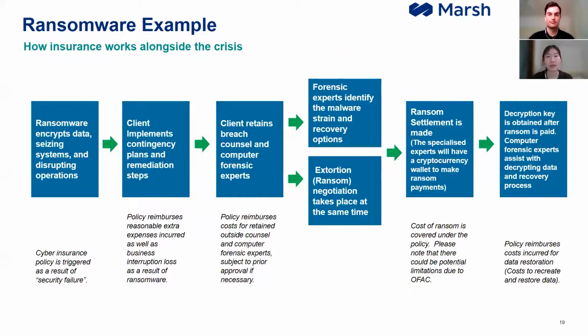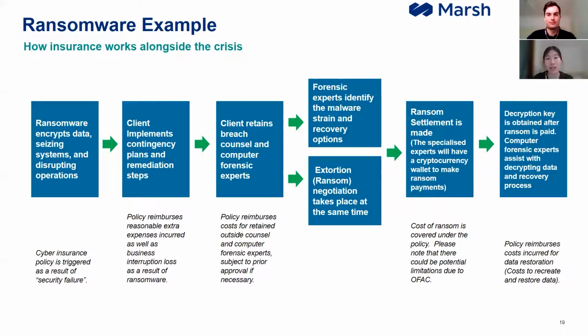So now I'll be going through a ransomware example and show you how an insurance policy would work alongside the crisis. So for example, if a client was to be hit with a ransomware attack, this would result in the encryption of data, seizing of systems, and the disruption of the daily operations. In this case, the cyber insurance policy would be triggered as a result of security failure. The client would then implement contingency plans and remediation steps, and the policy again would reimburse any reasonable extra expenses incurred, as well as business interruption loss.